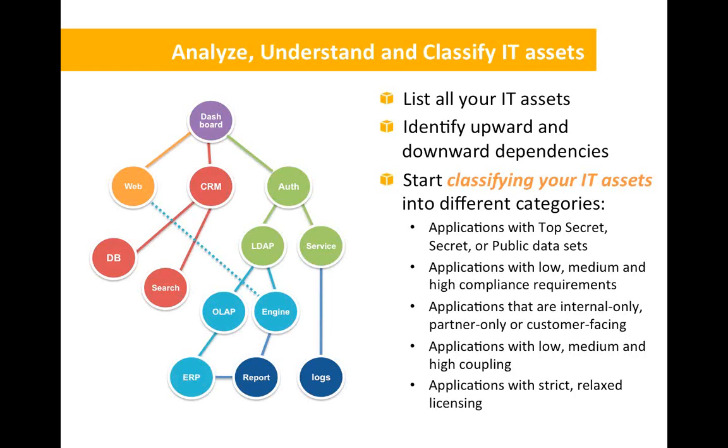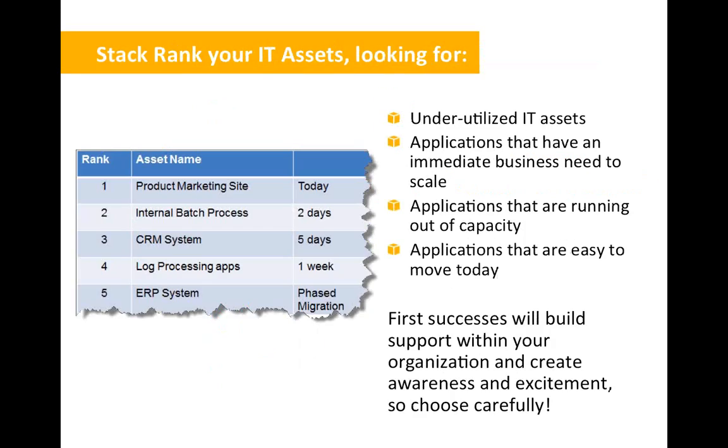Finally, a point that is often forgotten is around licensing. So you can also classify applications depending on what kind of licensing requirements the software vendor has for that. Once you have started classifying your IT assets, you can then rank them. Okay, so you can put them in a stack and you can rank them. And what I would recommend you look for are underutilized IT assets. A lot of the IT assets running in your data center currently are heavily underutilized. And as we'll see later in this presentation, the elastic nature of AWS can really help you to get the most out of your assets in AWS.